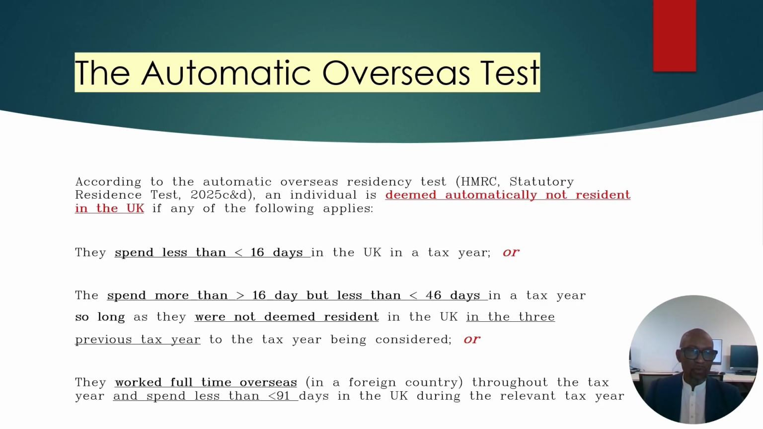The third one is if you work full-time overseas, that is, you work full-time in a foreign country throughout the tax year and spend less than 91 days in the UK during that relevant tax year, you're automatically an overseas resident. If any of these 3 apply to you, you are automatically an overseas resident.